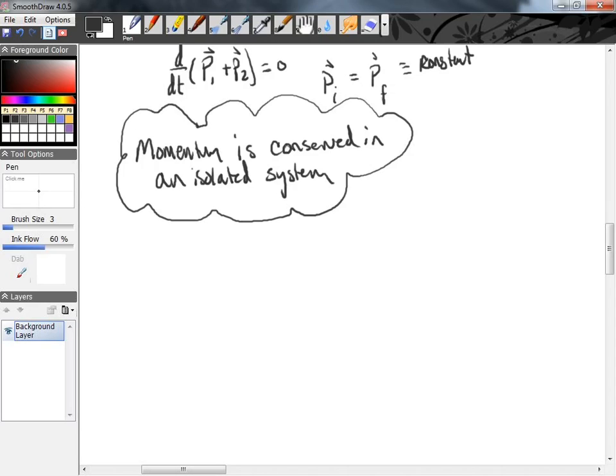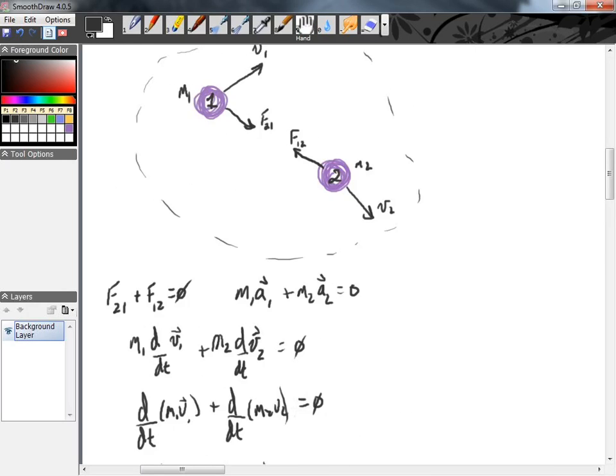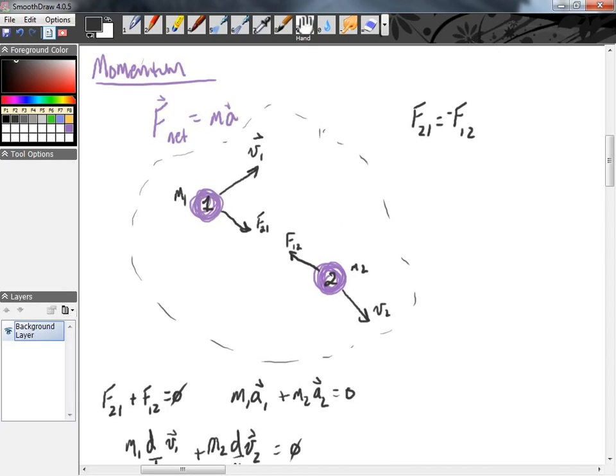All right. So what if it isn't isolated? Okay. What if it isn't isolated? Let's come back up here. What if this isn't isolated? What if we take this right here?